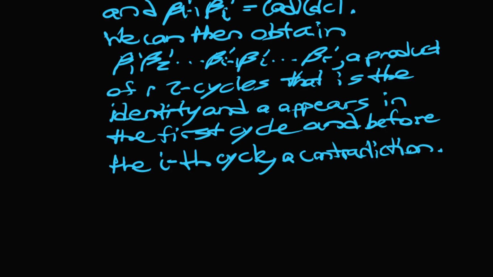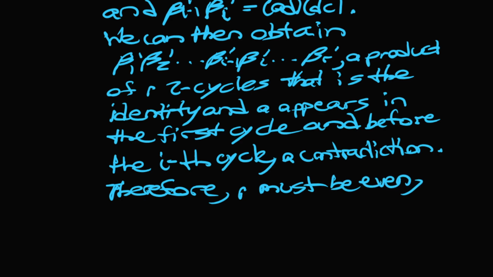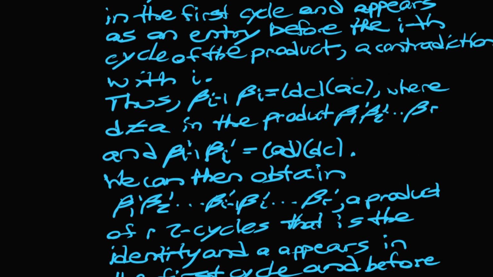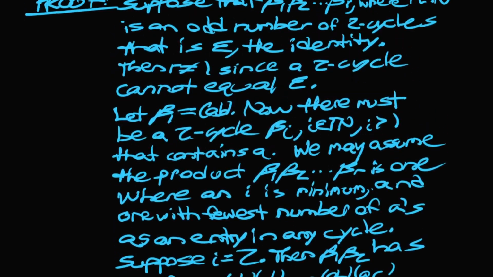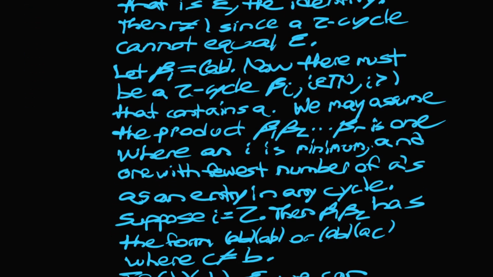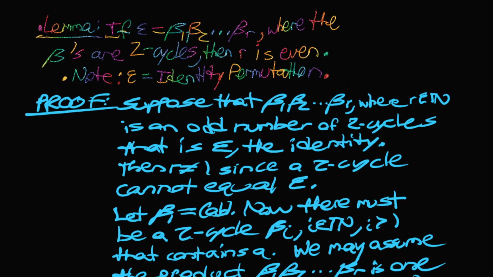So therefore, R must be even as desired. And yeah, that's pretty much all there is to this proof. It's just looking at different conditions for what this could be, but by showing contradiction for all these statements, we find that R must be even.